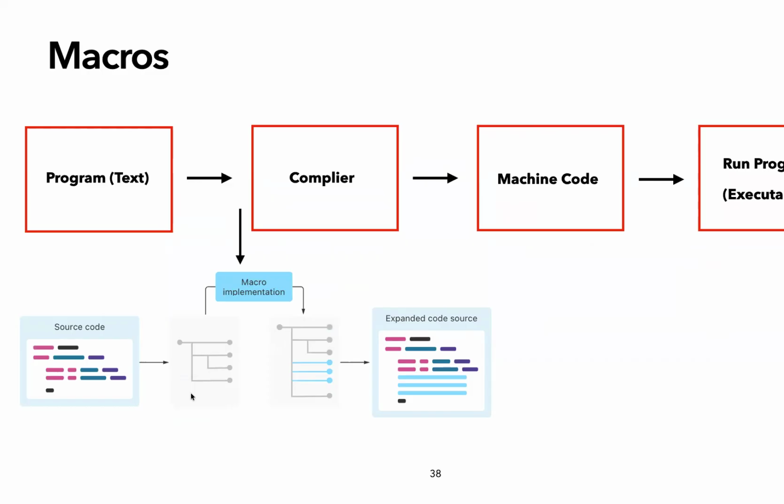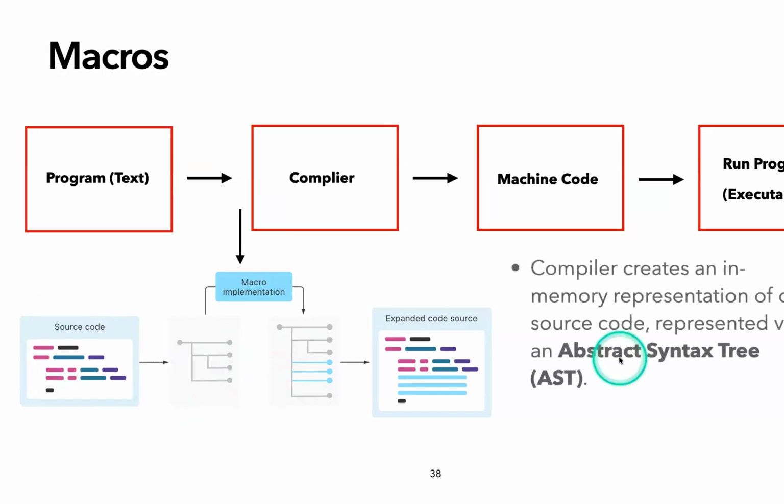With that tree structure, you're also able to do analysis. Say you have a three here, a string here, and an operator like plus. The compiler goes through that and says, hey, you can't add an integer and a string, so it'll give you an error. Here you can see this tree structure is a representation of your code, and a macro just inserts nodes into that tree. The compiler creates an in-memory representation of our source code, and this tree is called an abstract syntax tree.